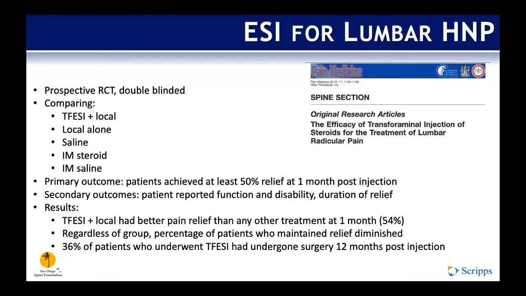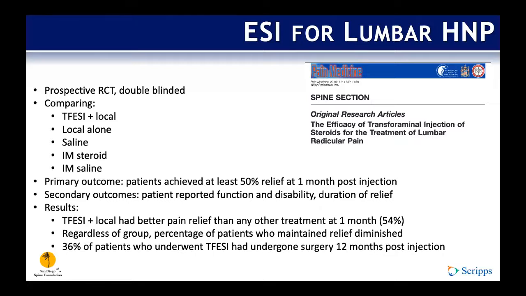Epidural steroids for lumbar, this was a prospective double-blinded randomized controlled trial. You can see there's 5 different groups here, one of which being a transforaminal epidural steroid injection for patients with MRI confirmed symptomatic lumbar disc herniation. And the primary outcome they looked at was at least 50% relief at 1 month post-injection. And then secondarily, they also looked at patient function and disability as well as the duration.